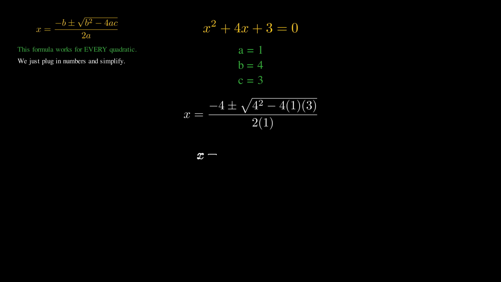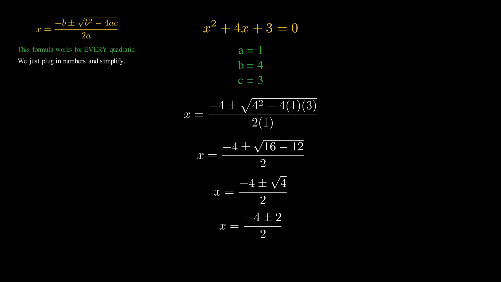Now we simplify. 4 squared is 16. 4 times 1 times 3 is 12. 16 minus 12 equals 4. The square root of 4 is 2. The plus or minus means we get two answers, one using plus, one using minus. The solutions are x equals negative 1 and x equals negative 3. These are the x-intercepts of the parabola.